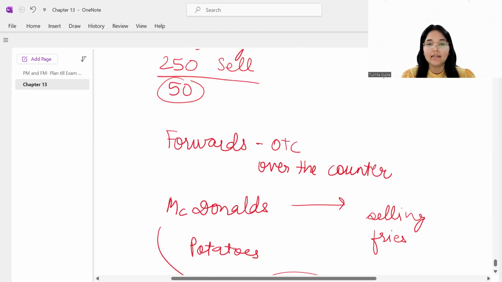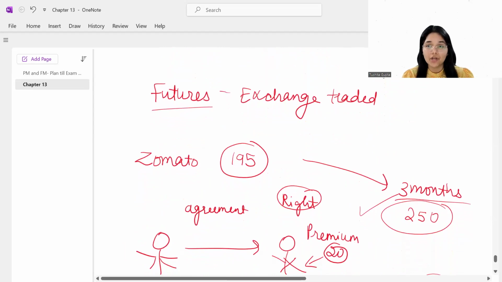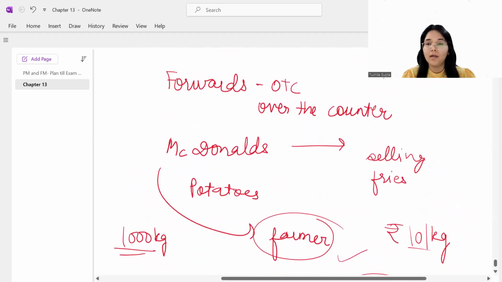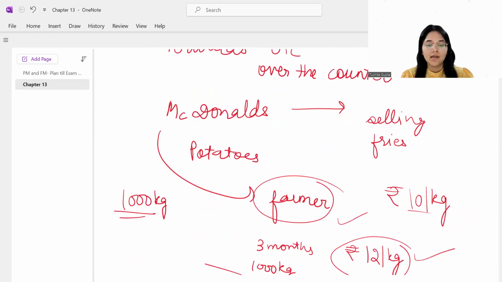Again, reiterating that the main difference remains that futures will always be exchange traded. That means you have to go to a stock exchange to get these financial instruments. But when it comes to forwards, these are over the counter, which means there's no intermediary involved over here. Parties themselves get into such arrangements.